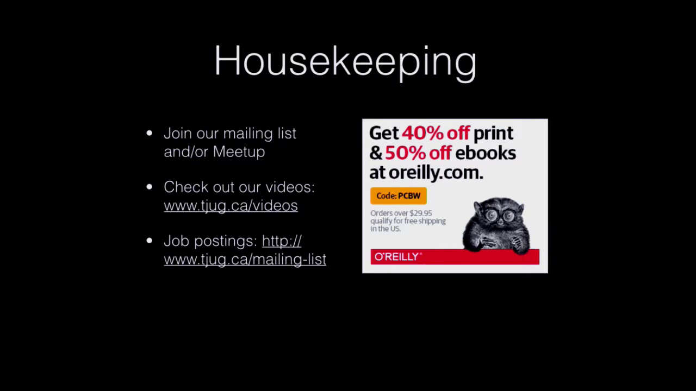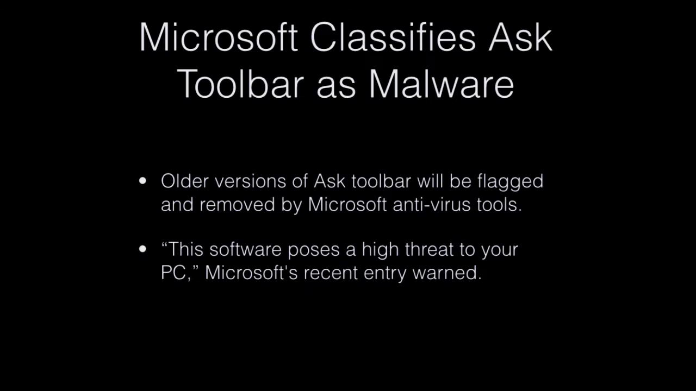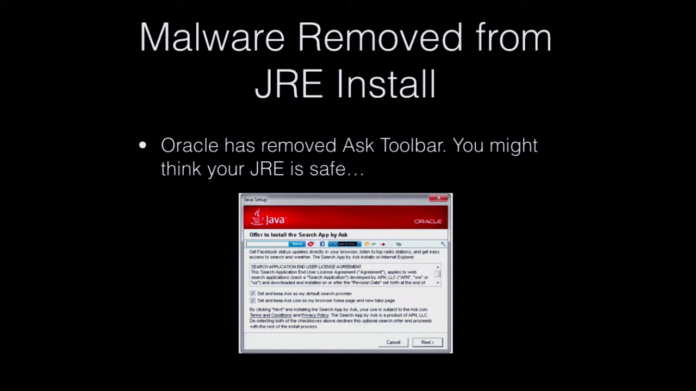So, Java news this month. This is kind of related. The Ask Toolbar versions that aren't the latest one have been classified as malware by Microsoft, and they're removed by Windows Defender. So if Oracle has installed it for you, Microsoft will remove it for you, which is really great. But fortunately, Oracle stopped doing this. They've recently removed the Ask Toolbar from the JRE install bundle, which, because we're developers, we probably haven't seen it.